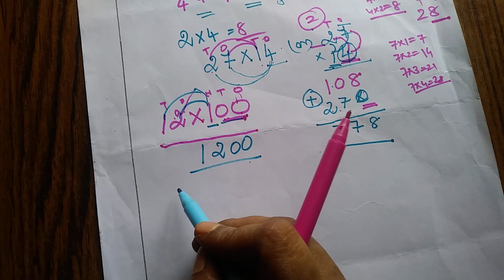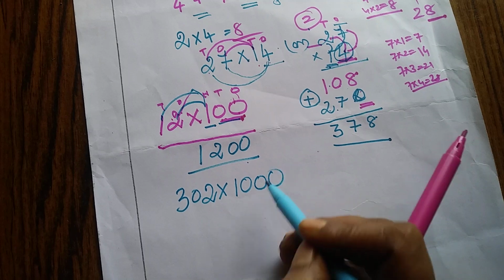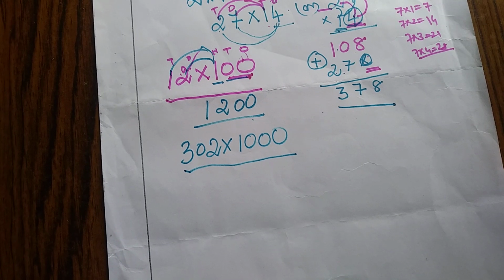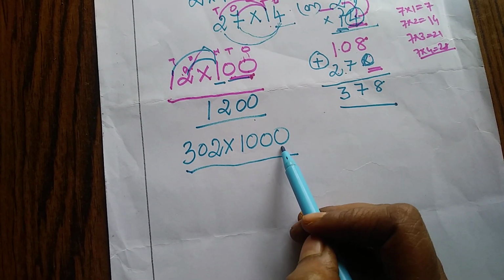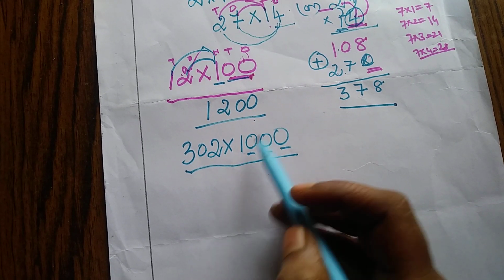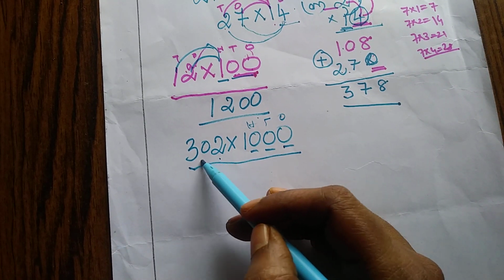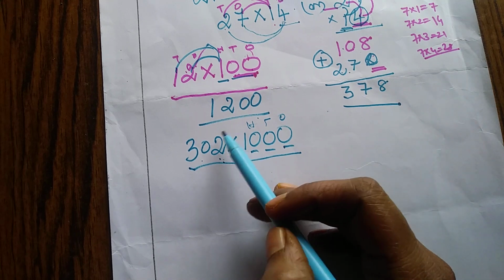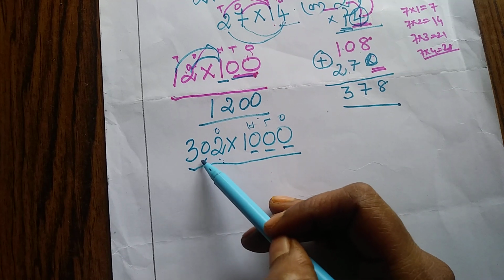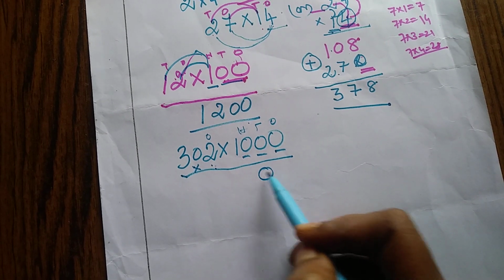Of course, if they ask you like this, 302 into 1000, how are you going to solve this one? Again, I told you, from the units digit, you should have an eye on the zeros. Totally, how many zeros are there? Ones, tens, hundreds. So, 3 zeros are there. And you should also check whether zeros are present here. Of course, I told you, mark it children, only from the units digit you should count the zeros. It is not here, so you cannot consider this. So, totally how many zeros? Only 3 zeros are there. So, put the 3 zeros.